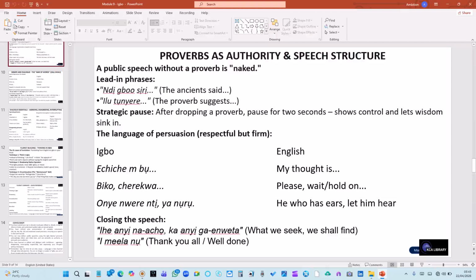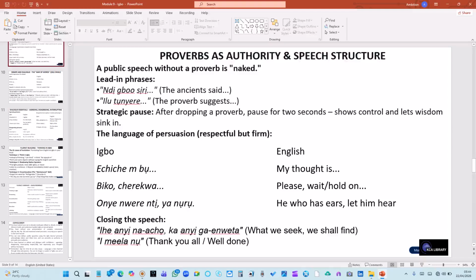Now, the language of persuasion, which is respectful but firm, includes the following. Echiche m bụ, which means my thought is. Biko, chere kwa, which means please wait or hold on. Another persuasive expression in the Igbo language is onye nwere ntị ya nụ, which means he who has ears, let him hear.